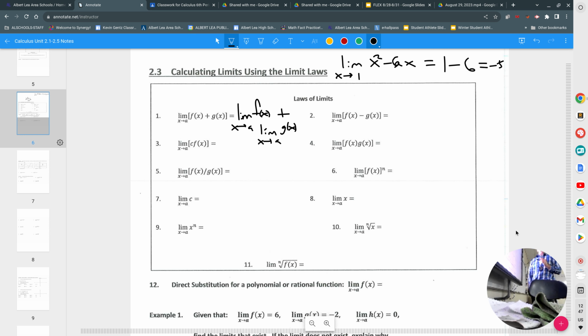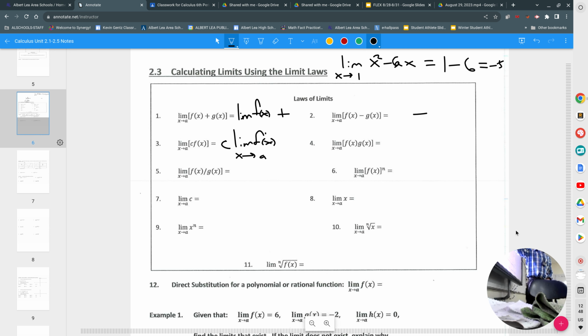Very useful feature. It also works in this case that you could just separate it using subtraction. If you have a constant times a function, you could take the constant times the limit of the function as x approaches a. So you could move a constant out front.